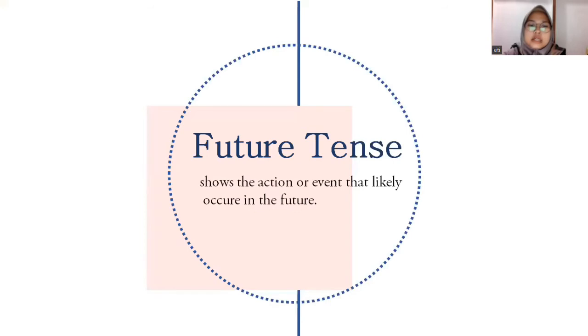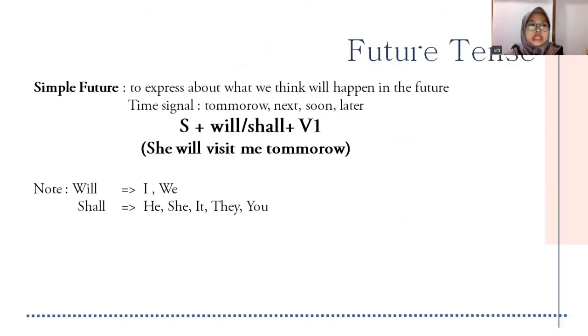Now this is the last major tense, future tense. Future tense shows the action or event that will likely occur in the future. The first form of future tense is simple future. It's used to express what we think will happen in the future. The time signal is tomorrow, next, soon, and later. The form is subject, will or shall, and verb 1. For example, she will visit me tomorrow.